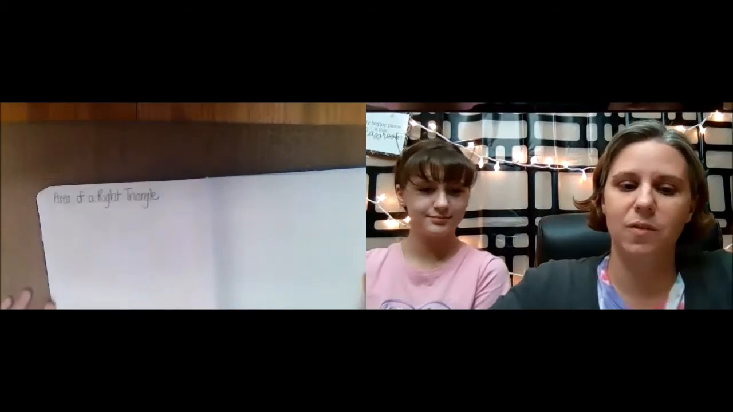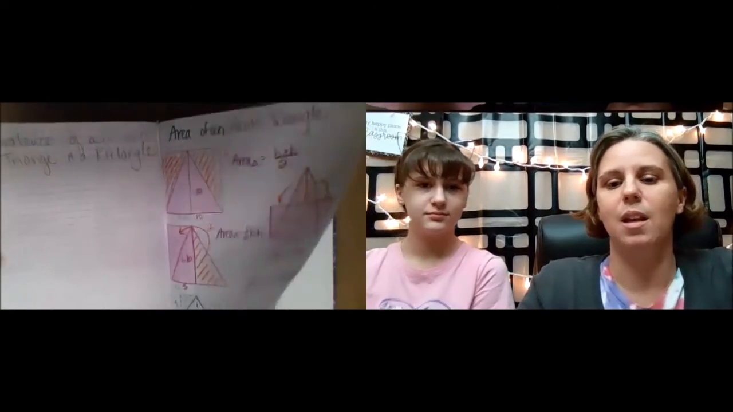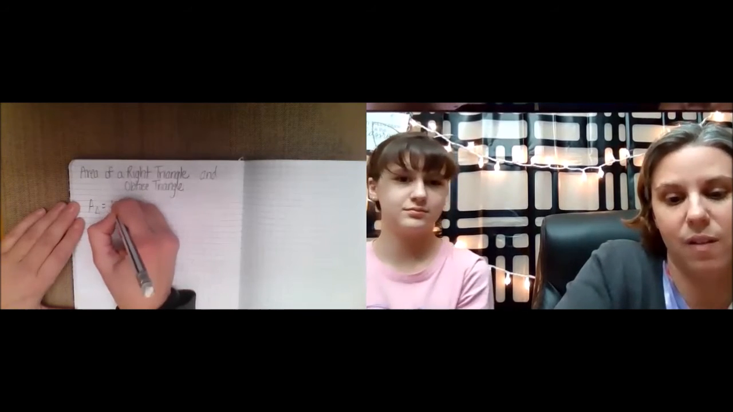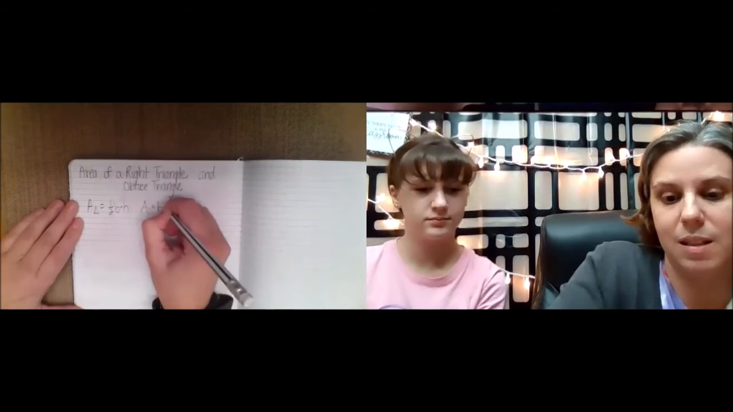In your journal, you're going to have a place for area of a right triangle, and you can also add obtuse to the same page. Last time you did area of an acute triangle and you showed all 3 of those ways. You don't have to show all 3 of the ways. And area of an obtuse triangle. You do need to show me the formulas. We know that area of a triangle equals half of the base times the height.